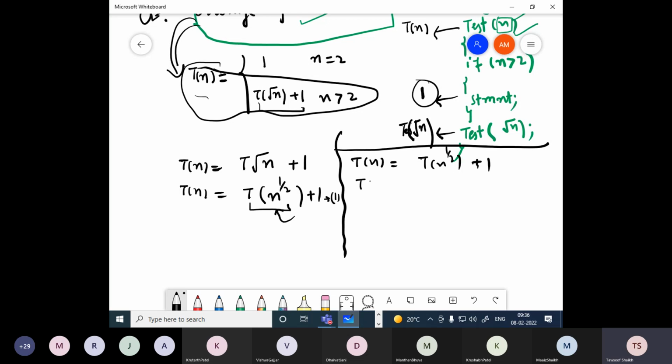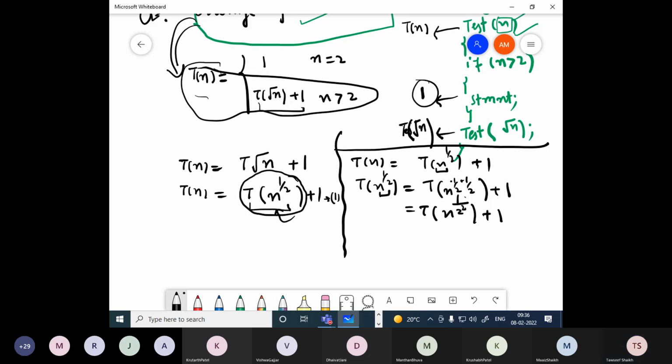So to find the value of T of n power 1 by 2, that means that in place of n, I need to substitute the value n power 1 by 2. This I have to substitute in place of this. And this 1 by 2 is already from the previous step. No doubt, this plus 1 is already here. So that means T of n power 1 by 2 whole square, plus 1, and this will become my T of n power 1 by 2.